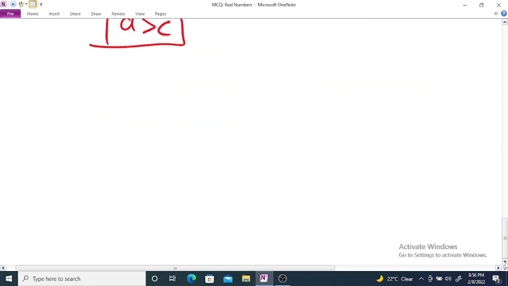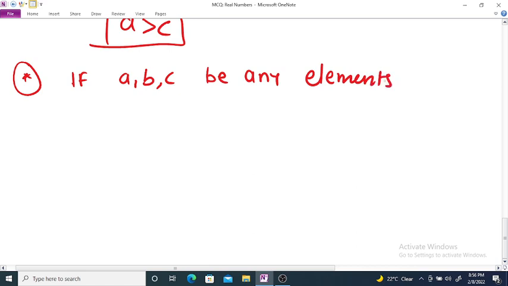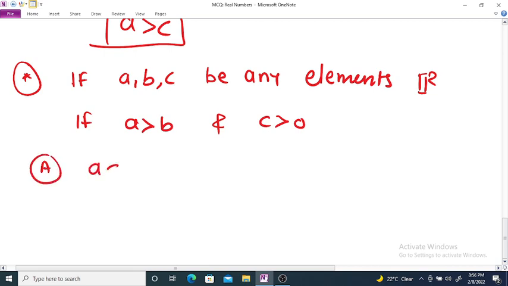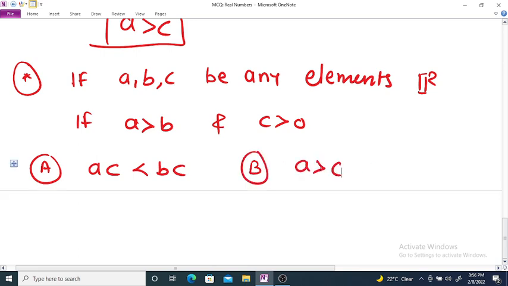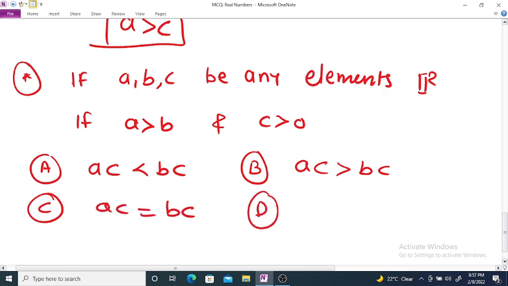The next example is: let a, b, c be any elements of the set R of real numbers, and if a greater than b and c greater than 0, then the options are: A, ac less than bc; B, ac greater than bc; C, ac is equal to bc; or D, none.